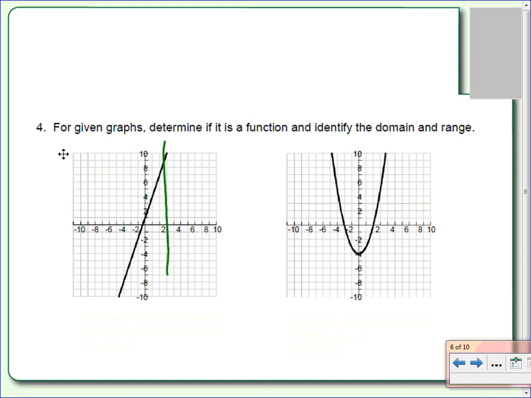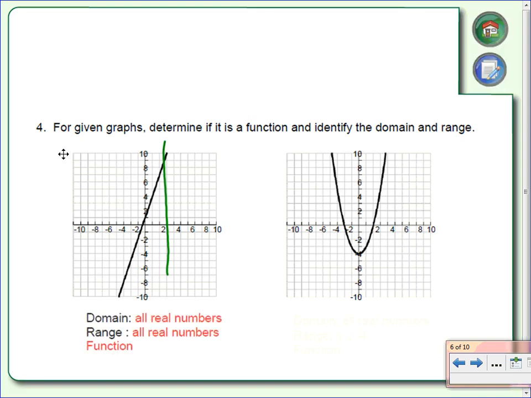No matter where I put this green line, guys, it's only going to be touching once. And because it only touches once, then we can go ahead and call this a function. Okay, so this is a function. So write that down for me.